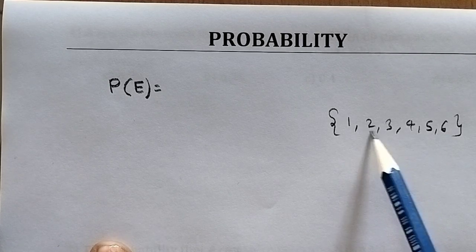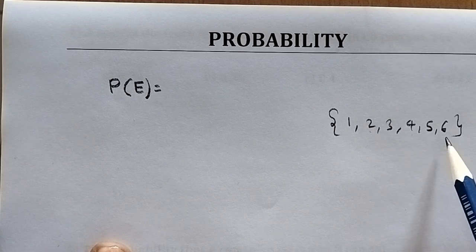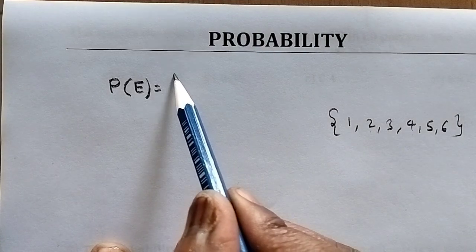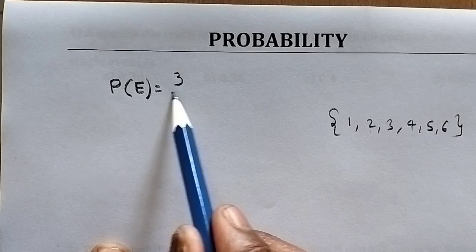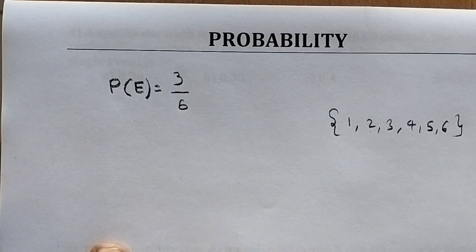There are 3 even numbers: 2, 4, 6. The number of favorable outcomes is 3 out of 6. So this is the definition of probability, the well-known topic.